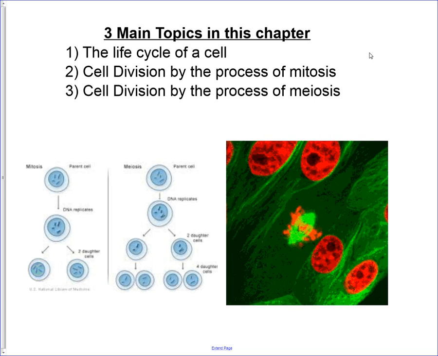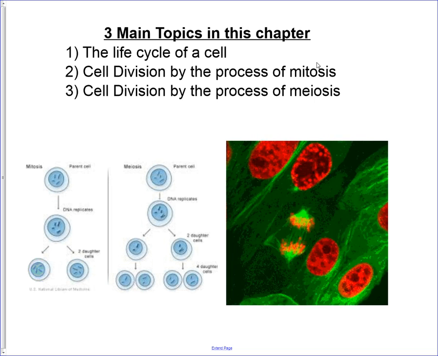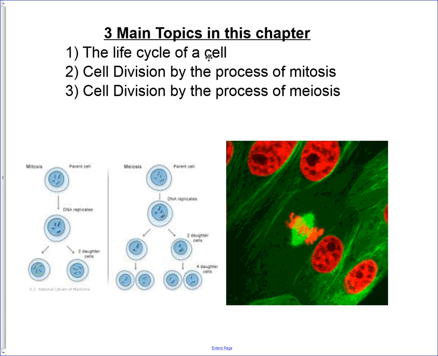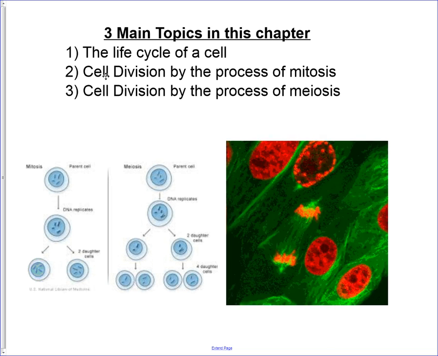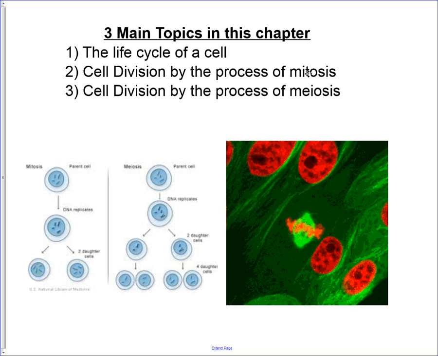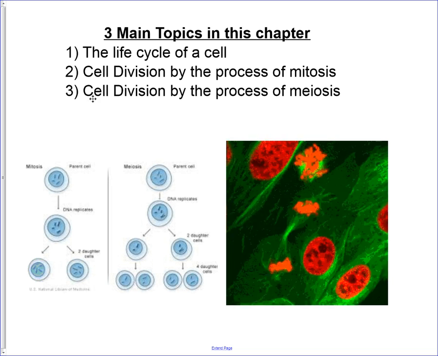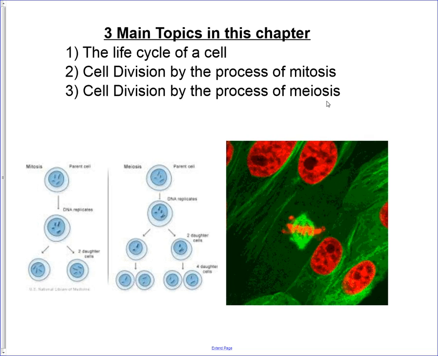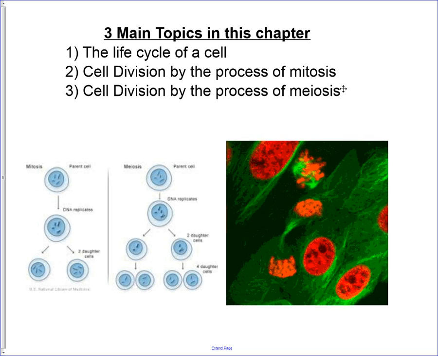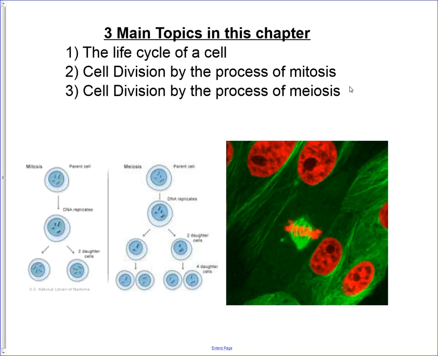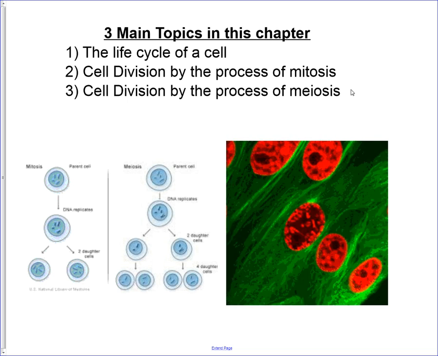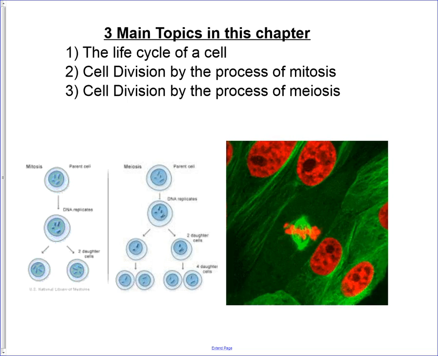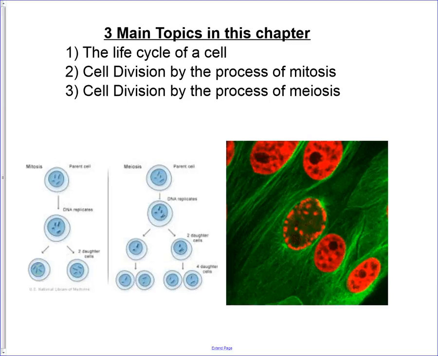All right, in this chapter, there are three main topics. The first one is the life cycle of the cell. That will be followed by how the cell divides by a process called mitosis. And then lastly, we'll look at how a cell divides by the process of meiosis. They're very similar, but there are some crucial differences between them that really depend on the type of cell that's dividing and what the purpose of that division is going to be.